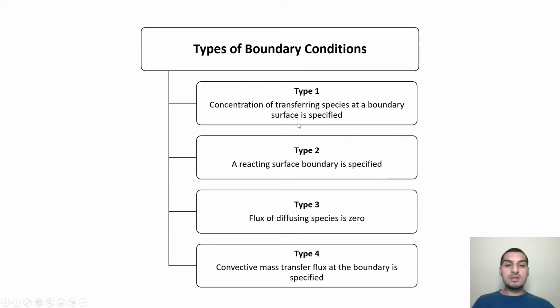So we can group the boundary conditions that we usually see into four types, or four groups. The first is the boundary condition that is related to the concentration at the boundary. Here I know the concentration, not a flux, not a rate, not anything else. It's the concentration itself. The second is related to the reaction that takes place at the boundary. The third is related to the flux equals 0 at specific points. And the fourth is related to the convection mass transfer at the boundary. So we'll go through these in some detail now.